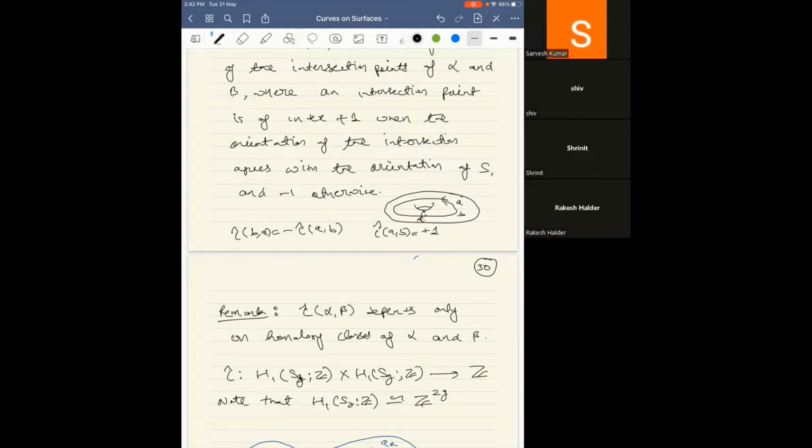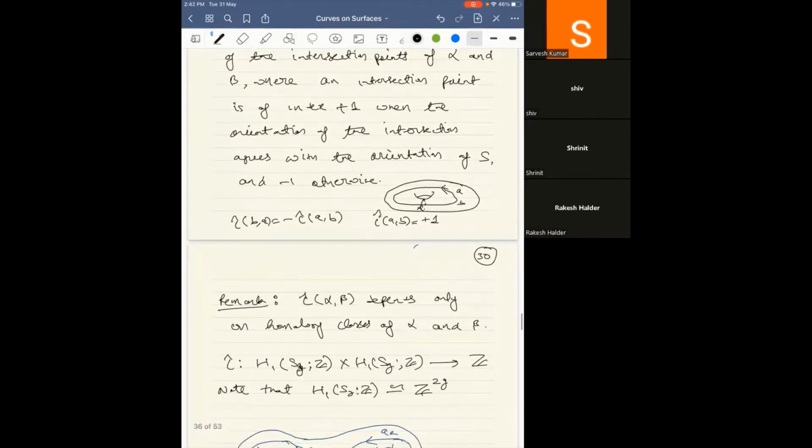Then where are you using the orientation of S? You have to fix something to begin with. For example, if I fix that going from left to right is plus for me, suppose this is the orientation I am fixing, then accordingly you have a notion of algebraic intersection number.